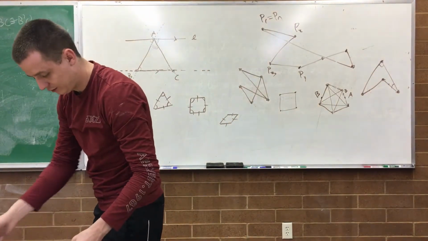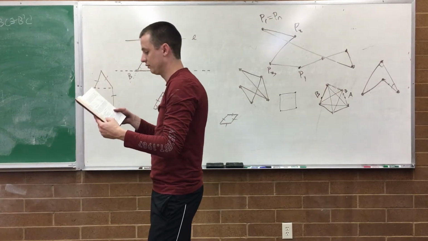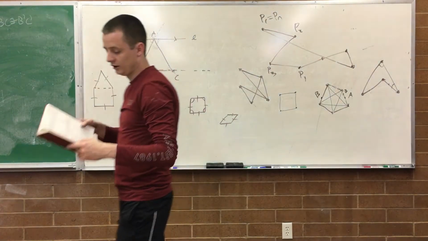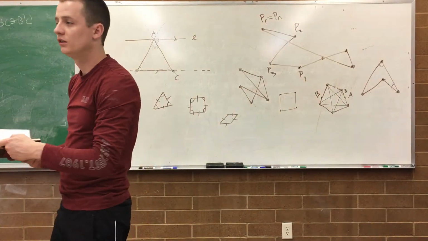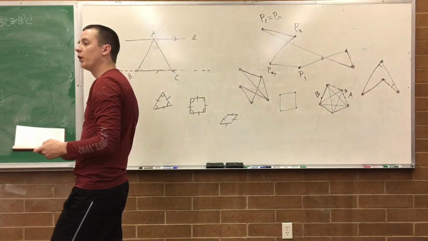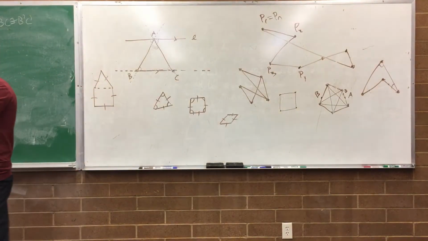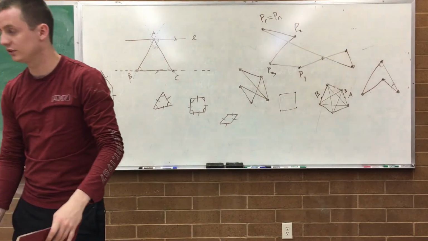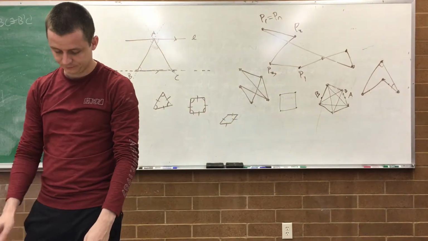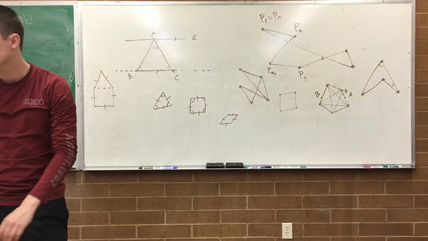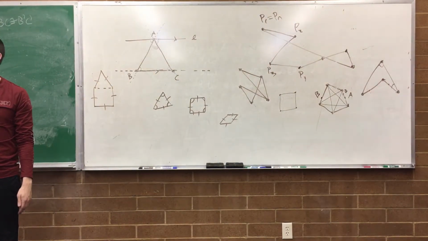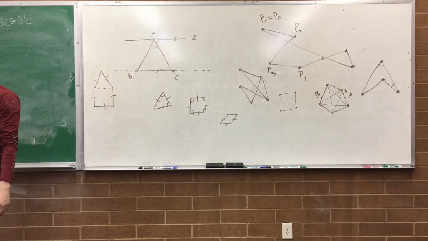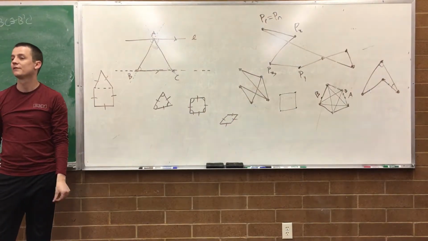And then finally, some common shapes that we reference. Polygons of 3 sides are called triangles. 4 sides are called quadrilaterals. 5 sides are called pentagons. 6 sides are called hexagons. 7 sides are called... Oh, what is that one?